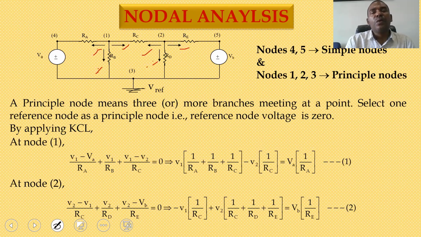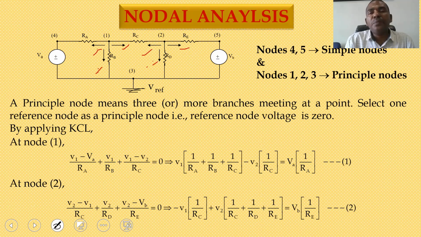Okay. So to go for the nodal analysis, you have to go for principal nodes only. If you see in the representation, node 1, node 2, node 3 are principal nodes. Principal nodes are where 2 or more branches are meeting at a point. While coming to node 4 and node 5, they are simple nodes, only 2 terminals are connecting at a point. So you have to consider only principal nodes.